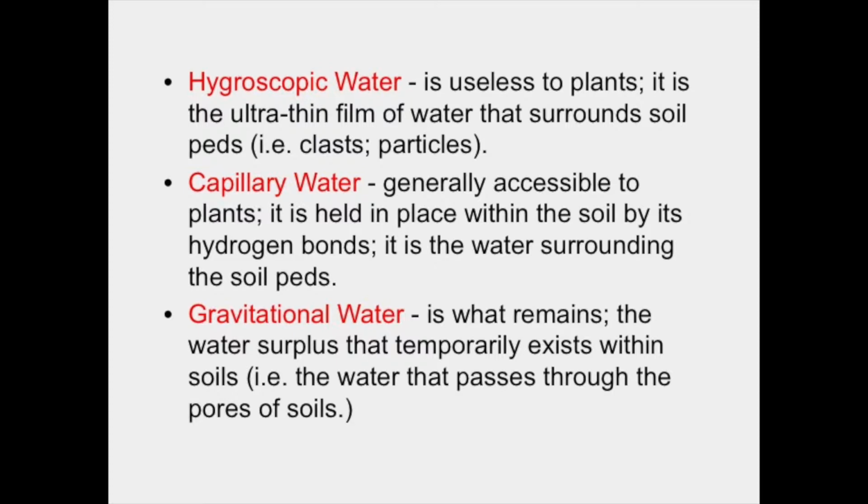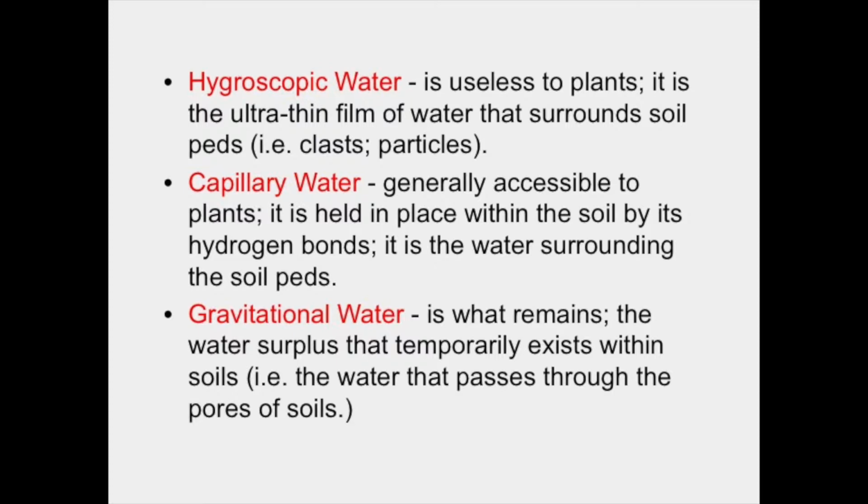There is an expression of water known as hygroscopic water. This generally is useless to plants. It's an ultra-thin film of water that surrounds soil beds, or the clasts, or particles that I described in relation to how we study and categorize different kinds of soil types. Beyond this, we have capillary water, which is generally accessible to plants. It is held in place within the soil by its hydrogen bonds. The hydrogen molecules within the water bond to the particles or beds that categorize the soil horizons sampled.